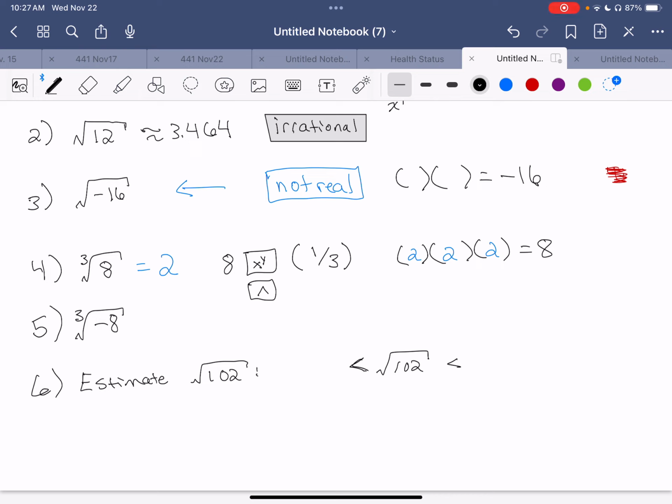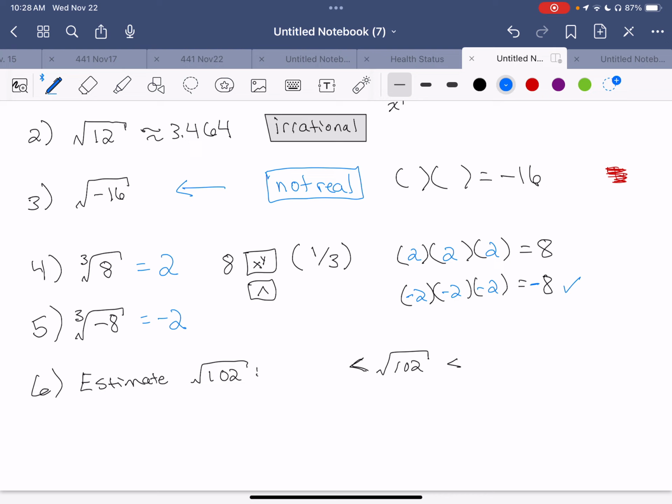Now, cube root of negative 8. Is there a number that I can multiply times itself 3 times and give me negative 8? Does negative 2 work? Negative 2 times negative 2 is positive 4. Positive 4 times negative 2 is negative 8. Yes, this works. So I can do cube root of a negative number. I just can't do square root because the sign cancels out. And that generalizes. Odd roots of negative numbers work. Even roots of negative numbers give us not real answers.